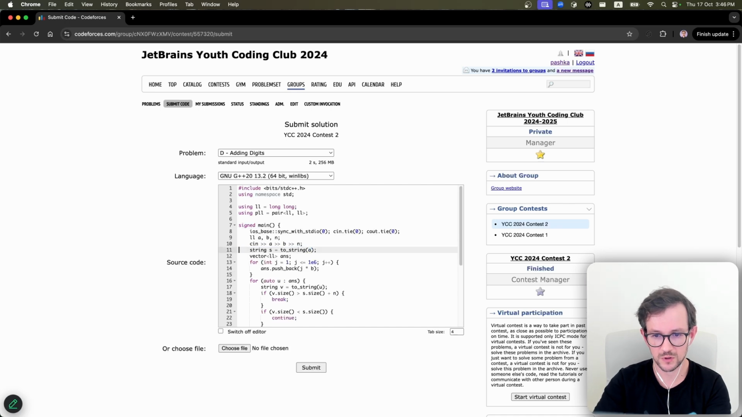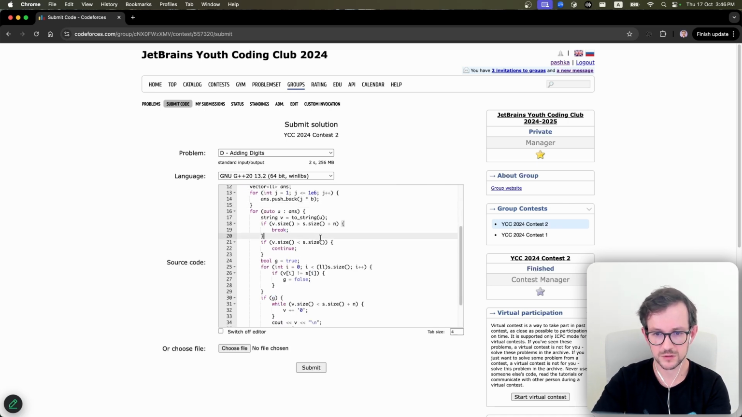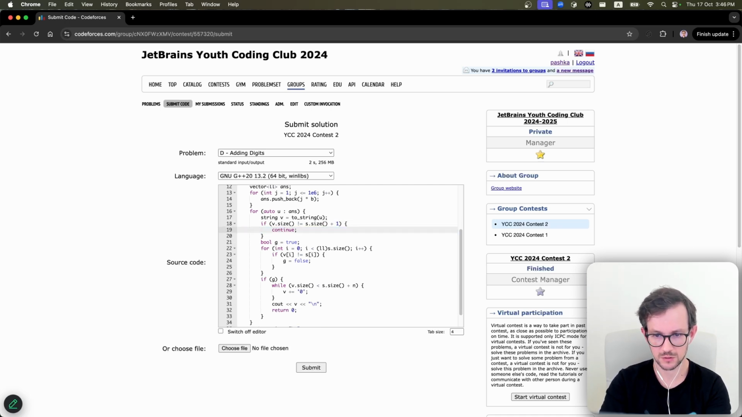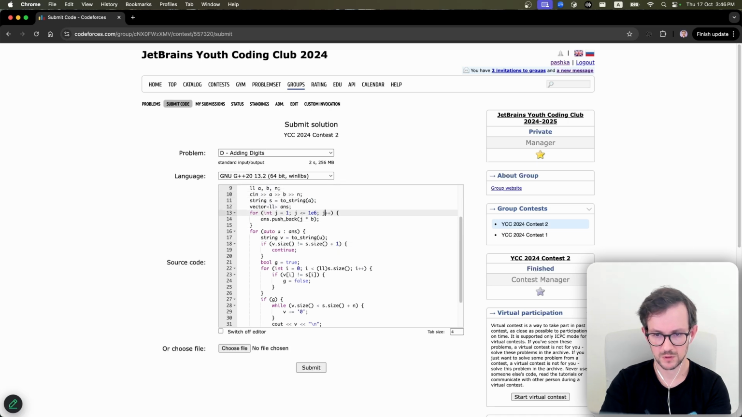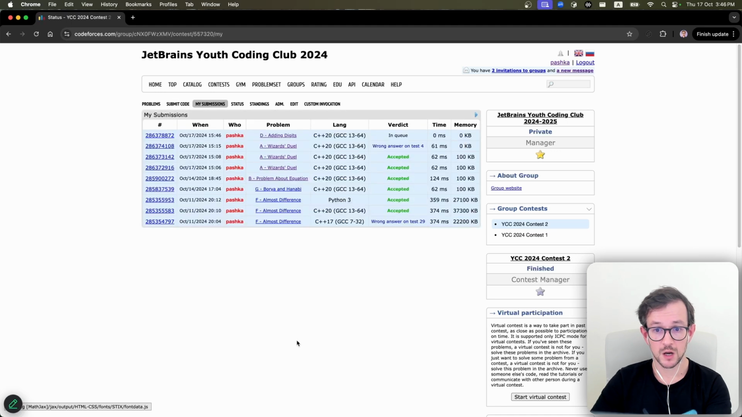Let's remove all the non-important stuff. This is non-important stuff. So I need to check that I add one digit. So if this size is not equal to s size plus 1, then continue like this. Even for 7, just to be sure. Submit. Submit. Compilation error. Okay. That's usually what happens when I submit without compiling. Good.